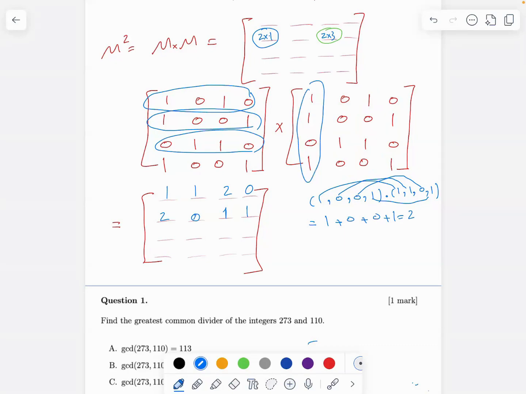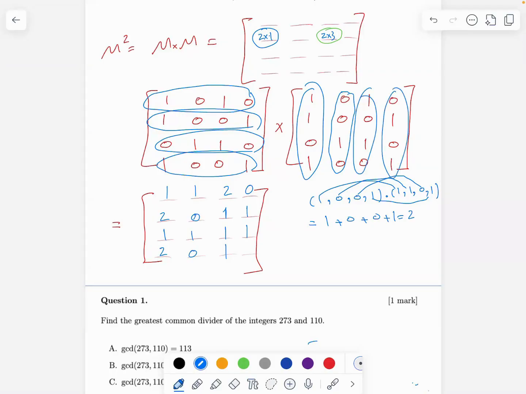So 1, 1 is 1. 1 is 1. 1. 1 0 0 1 is 2. 1 0 0 1 with this one. Second column is 0. Third column is 1. Last column, last row, which is the last element, is 1.